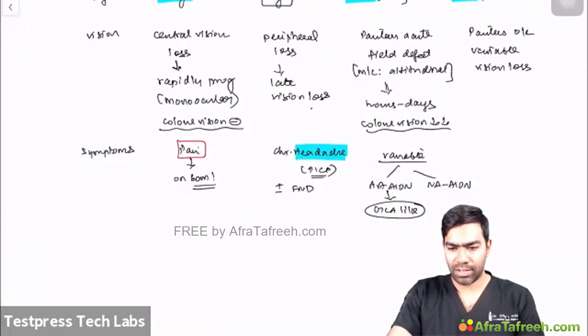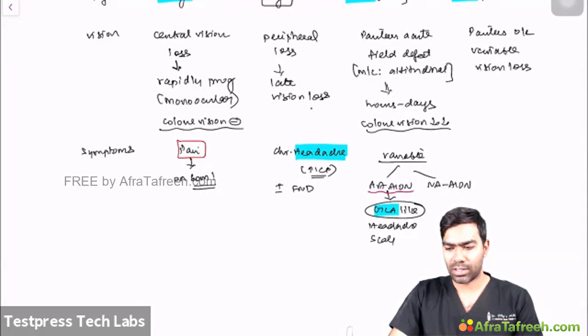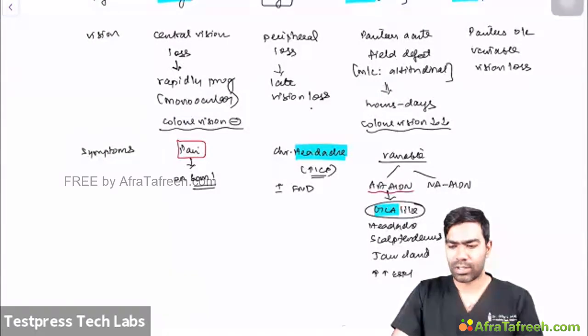So actually in the world, if they ask you what is the commonest type of AON, it is arthritic type of AON only. But in India, it's very rare because giant cell arthritis in India itself is very rare. What are the features of giant cell arthritis? Headache, scalp tenderness, and the patients may have jaw claudication and extremely elevated ESR and CRP.